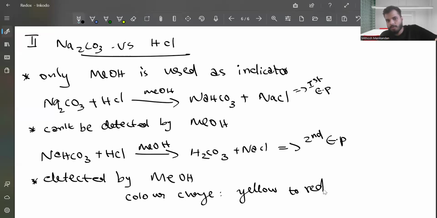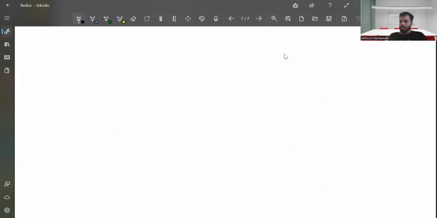Okay, second equivalence point. So using only MEOH, you cannot find the first equivalence point, but you can find the second equivalence point. Using only phenolphthalein, you can find the first, but not the second. Okay, cool. Now, I'll give you a small table to do the question. It's just like a trick.